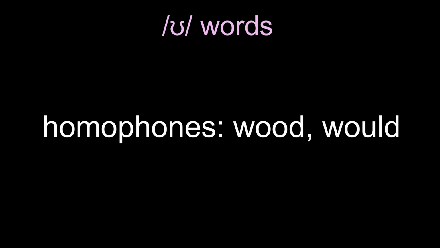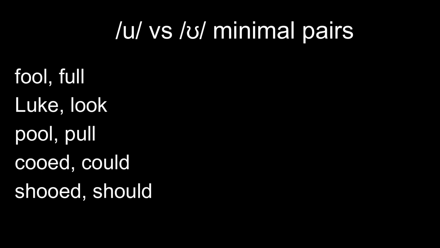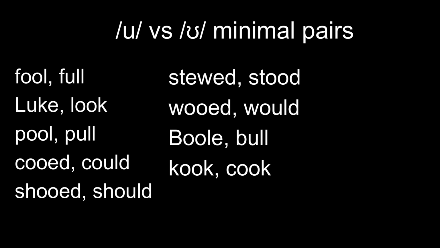/ʊ/ versus /u/ minimal pairs. These are /ʊ/ versus /u/ minimal pairs. Fool, full. Luke, look. Pool, pull. Could, cooed. Should, shooed. Stewed, stood. Wooed, would.